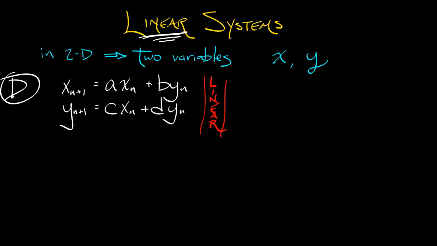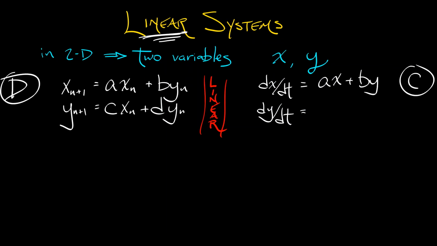What's that look like in continuous time? In continuous time, what do we have? We have dx/dt is a linear combination of x and y, so ax plus by. And dy/dt, similarly, is cx plus dy.